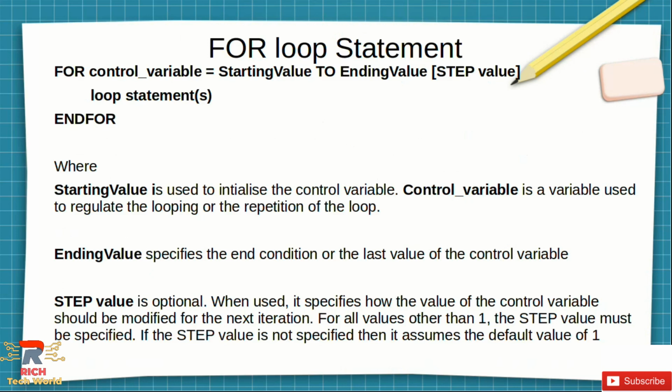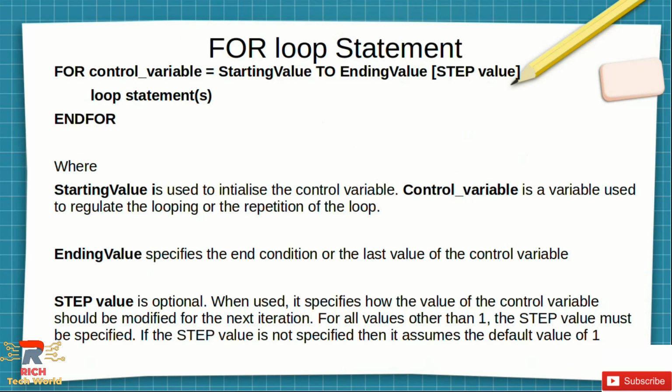We have these things explaining what I just said. The starting value is used to initialize the control variable. The control variable is a variable used to regulate the looping or repetition of the loop. The ending value specifies the end condition or the last value.